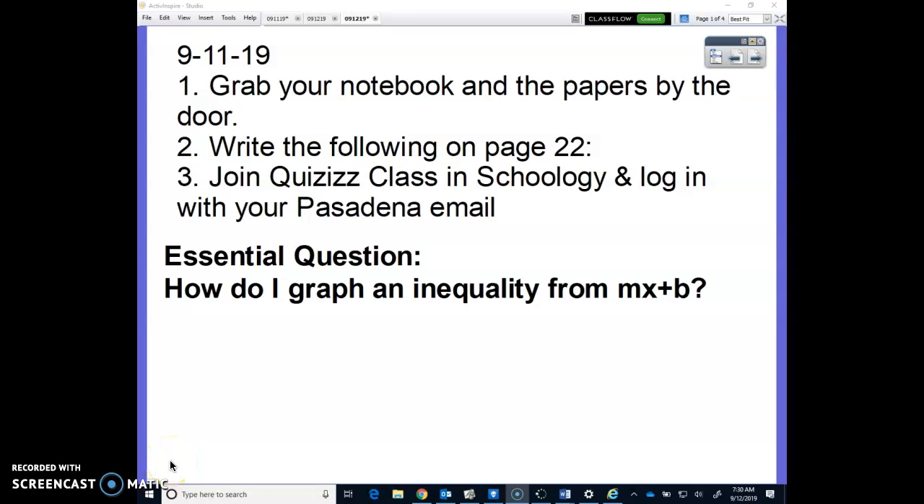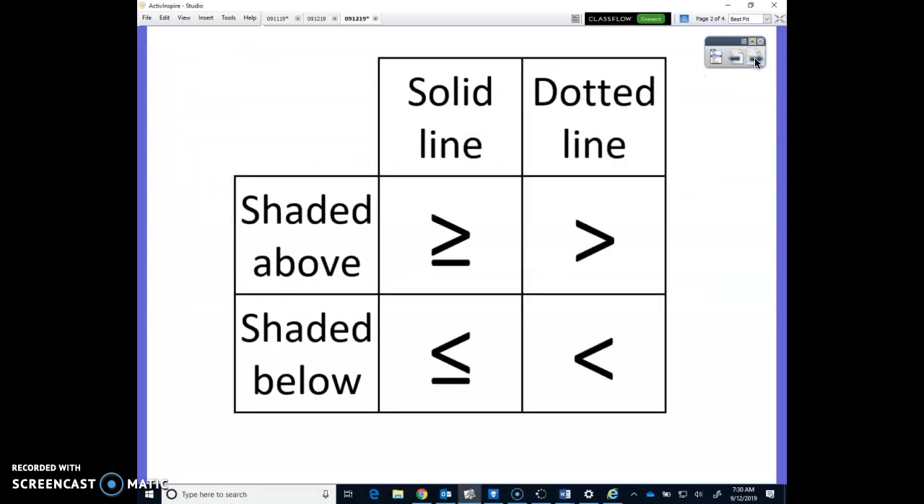Okay, today we're still doing graphing solutions of inequalities, and the essential question is, how do I graph an inequality from the form mx plus b? So that's what we're going to do today. I want you to write these notes in your notebook. Escriban esto en la libreta.